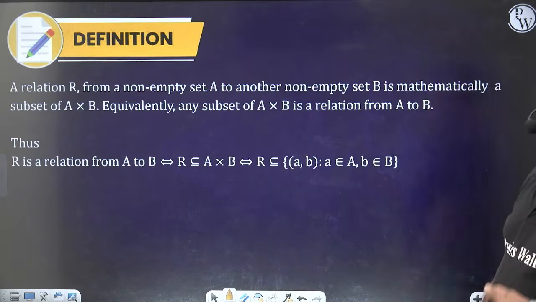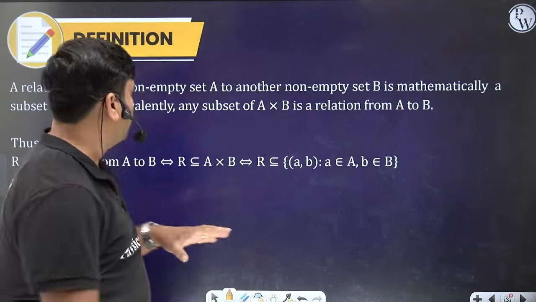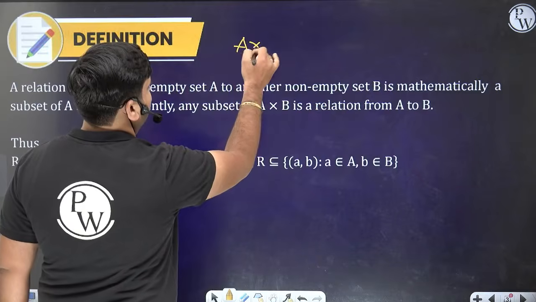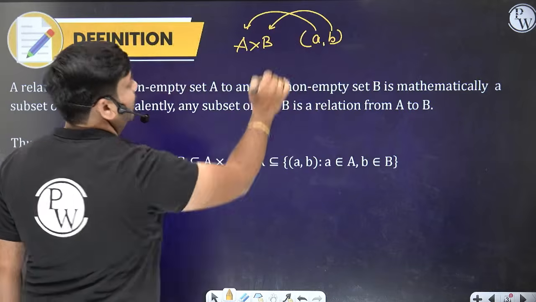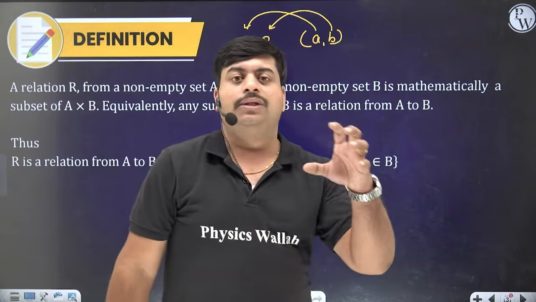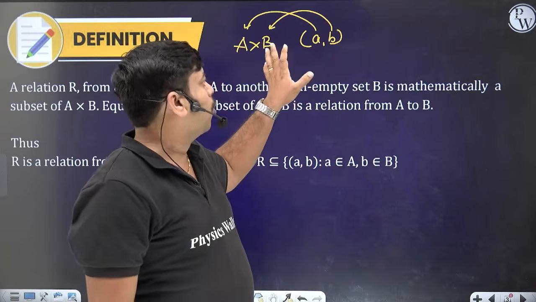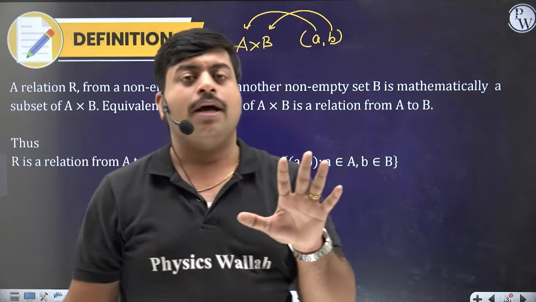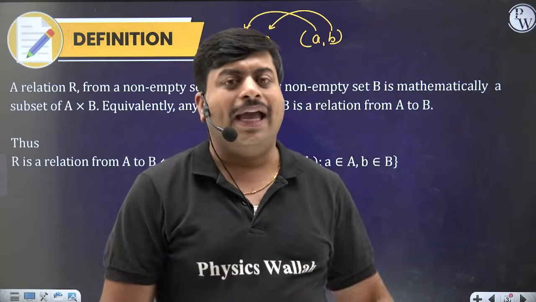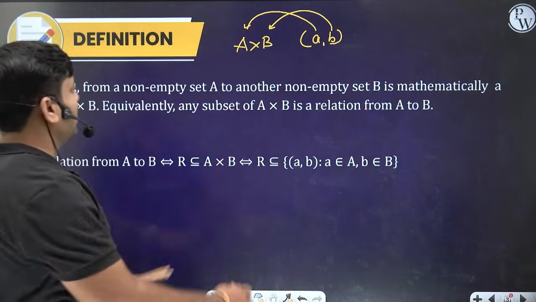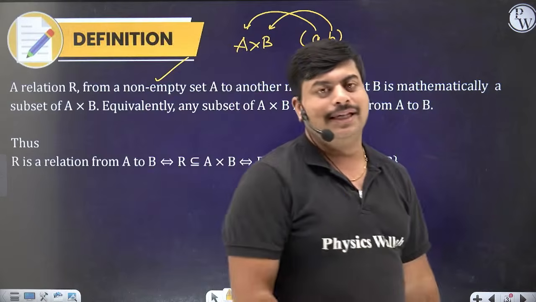So what is the definition of a relation, people? Before going to relation, first of all you need to understand what is A cross B. That is the Cartesian product, all the ordered pairs of A comma B. The set of all those ordered pairs, we call it the Cartesian product. So any small subset of that can be considered as a relation. Any subset of that can be considered as a relation.